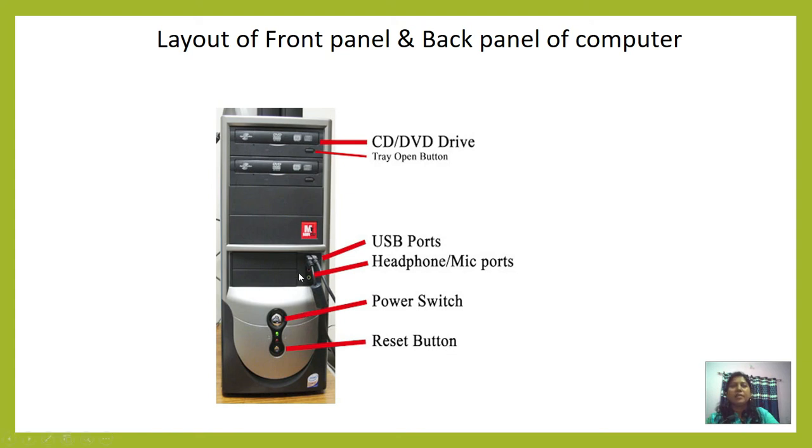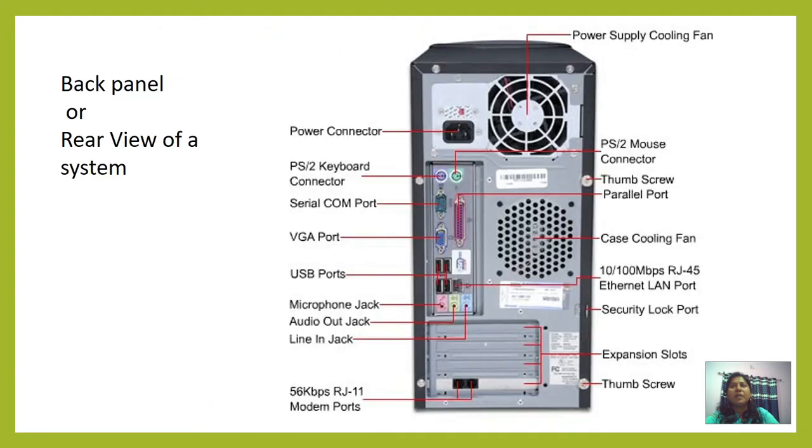And there are two jacks here, one for headphone and one for mic, and some USB ports are there. Okay. And here the common things, a CD or DVD drive is there, and in old systems a floppy drive is also available here. On this slot the floppy drive option is there. Okay. Now next, let's go to the back panel of the computer.